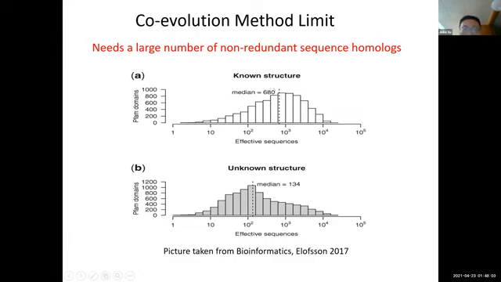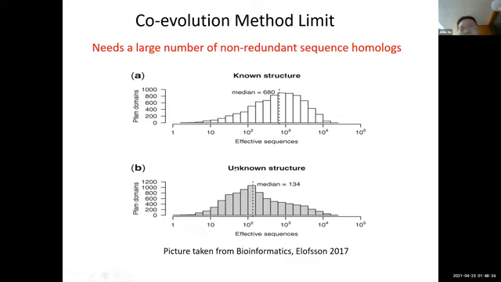You can see here, for those protein families with solved structures, they usually have many sequence homologs. And the bottom picture shows you the size distribution of those families without any solved structures. You can see here, the median size is only about 100. So it's much smaller than those families with solved structures. This means the global statistical method usually only applies to those families with solved structures, but does not apply to those families without solved structures.